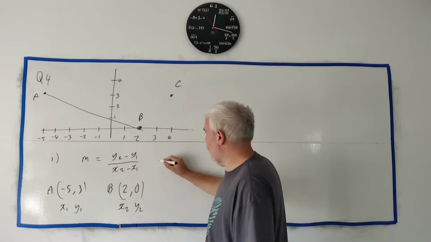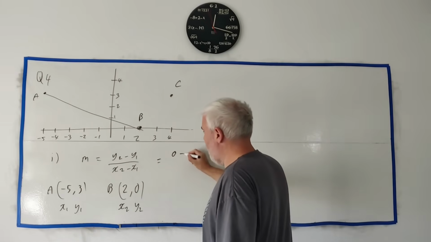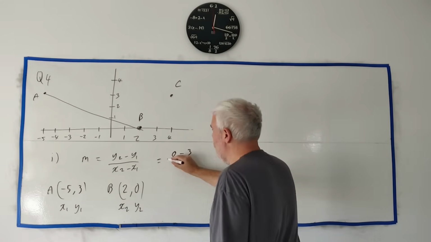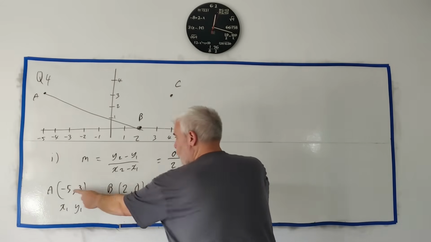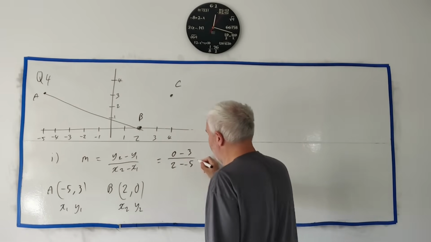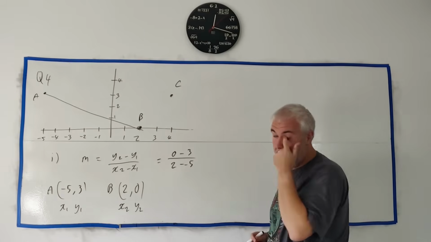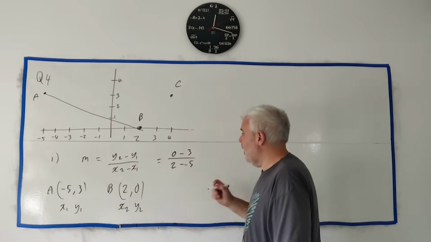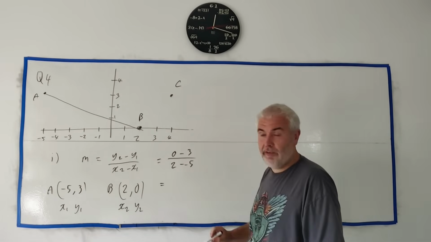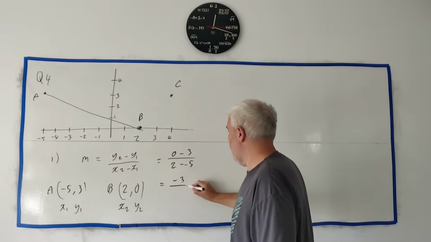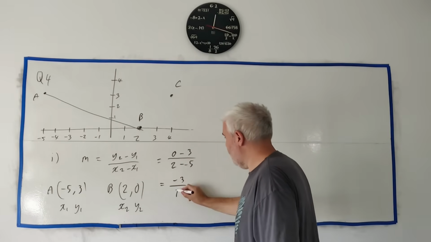Okay, so let's put that into the formula. y2 is 0 minus y1 is 3 divided by x2 is 2 and minus x1 is minus 5. That's the only tricky part. 2 minuses, minus multiplied by a minus is a plus. So the top row, you have nothing, you take 3 away from nothing, you have -3. The bottom row is 2 plus 5, you have 7.